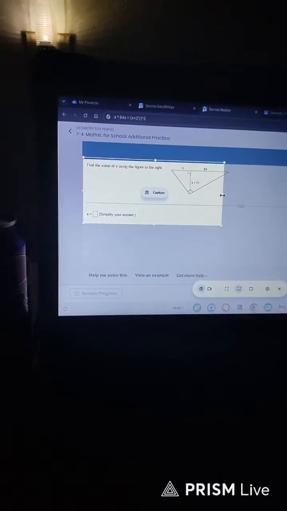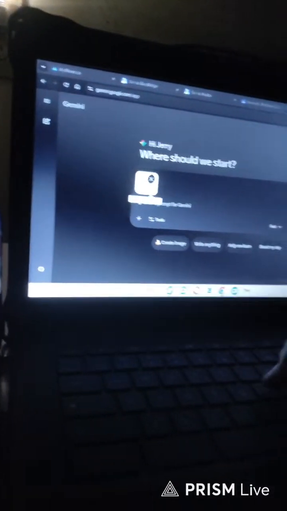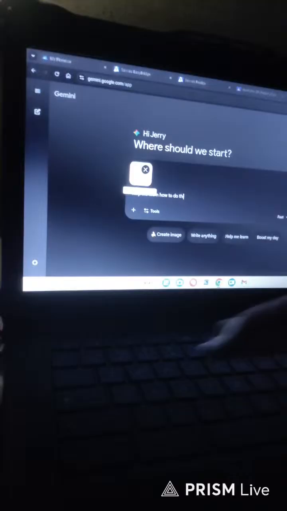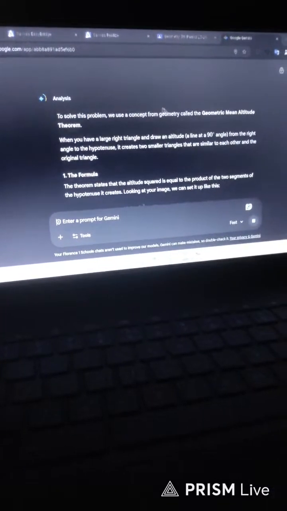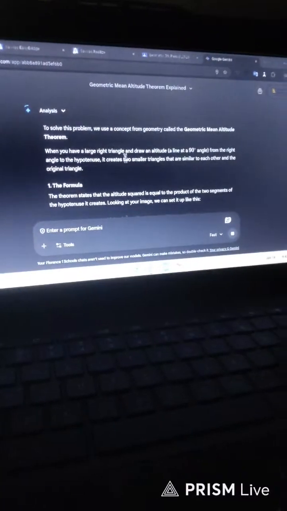Well, Gemini is a bit helpful for trying to learn here, because I have no clue how to solve for x. No clue at all. So I'll use Gemini to help me learn how to do this, with no answer. Gemini here can teach me how to do this.